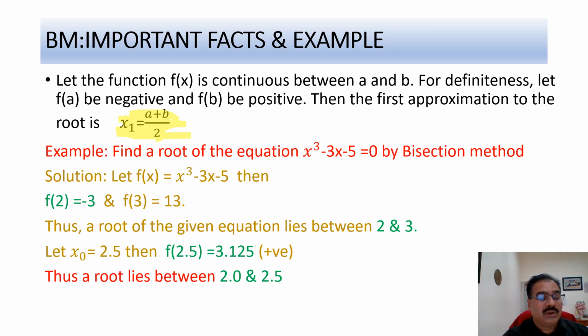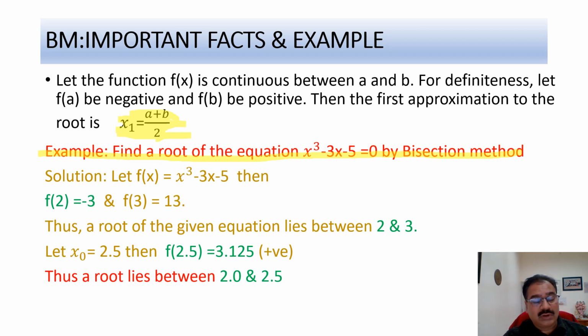Okay, and the example is: find a root of the equation x cube minus 3x minus 5 equals 0 by the bisection method. The solution: let f(x) = x³ − 3x − 5, then f(2) is −3 and f(3) is 13. Thus a root of the given equation lies between 2 and 3. Let x0 = 2.5, then f(2.5) is 3.125. Thus a root lies between 2 and 2.5. Why? Just to check, f(2) is −3, f(3) is 13, so the root is between 2 and 3, but x0 is (2 + 3)/2, meaning 2.5. Then f(2.5) is positive.